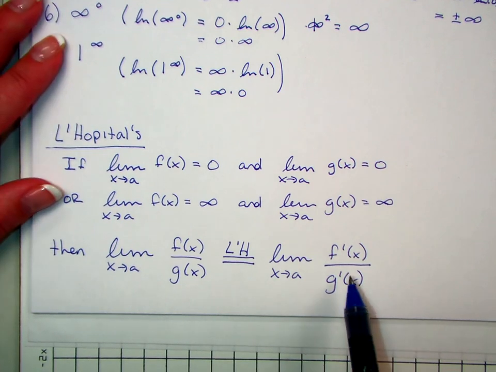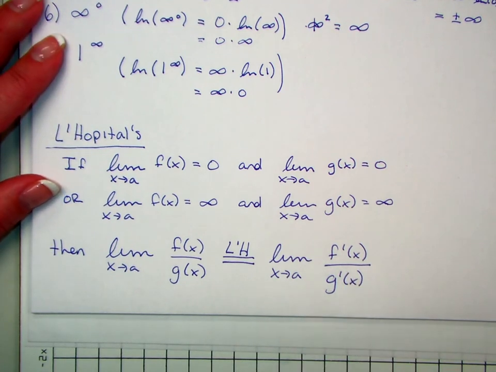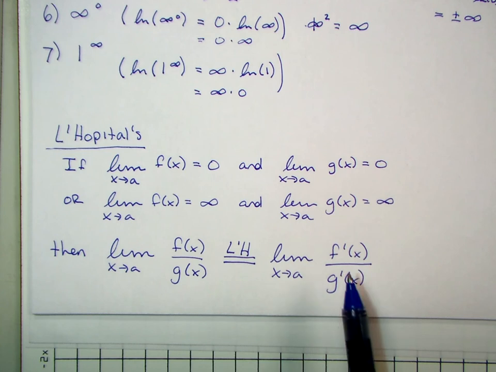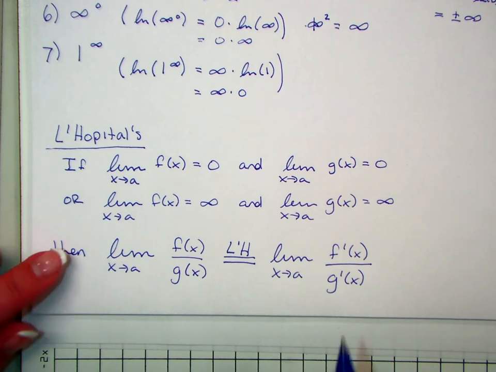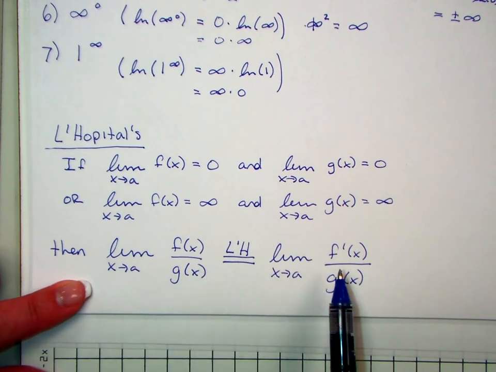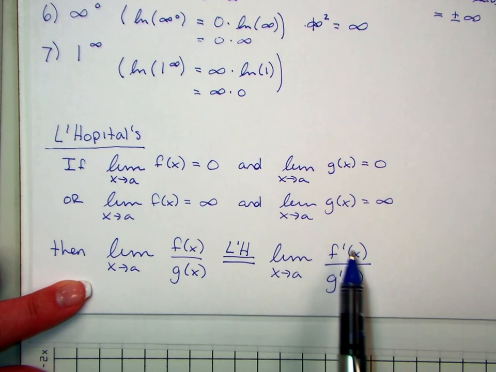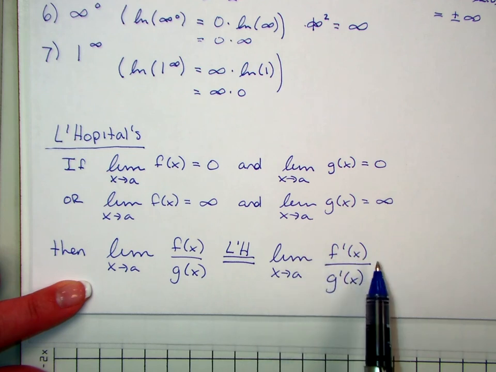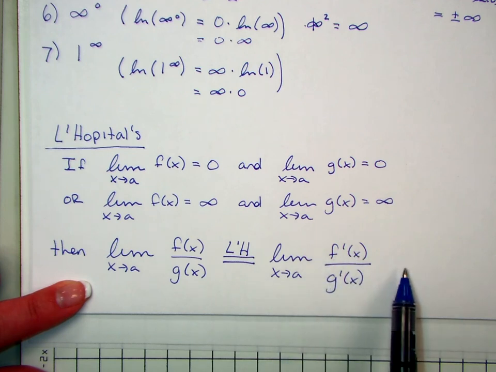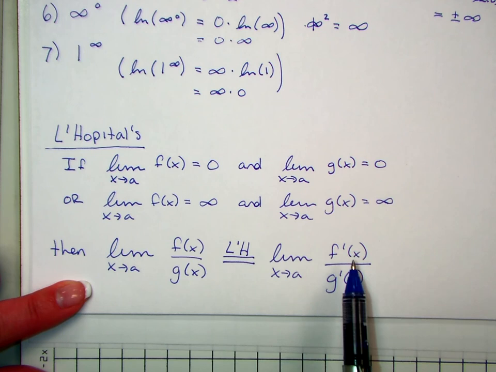And most of the time, this is simpler. Okay, this will help fix our indeterminate process there. And so if this is still indeterminate, we can use L'Hopital's rule again, all right? And keep using L'Hopital's rule on all of our indeterminate quotients.